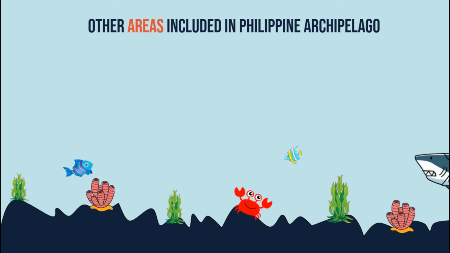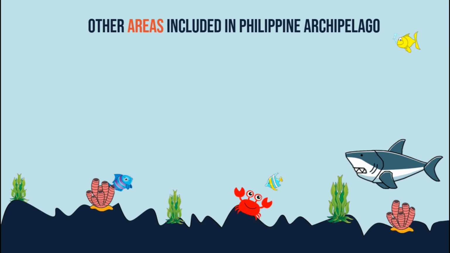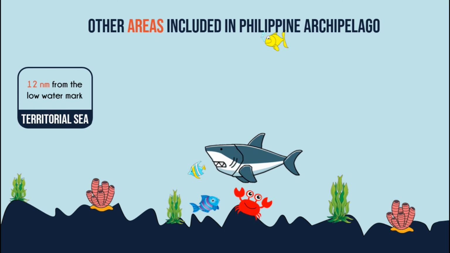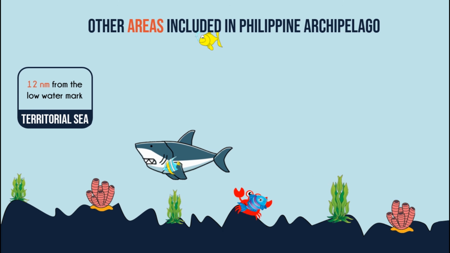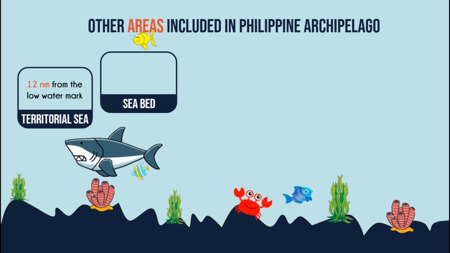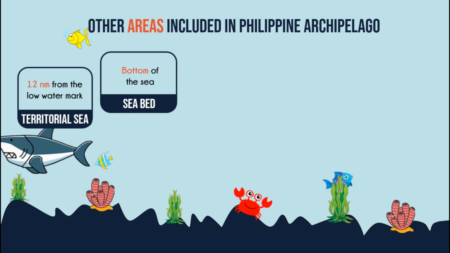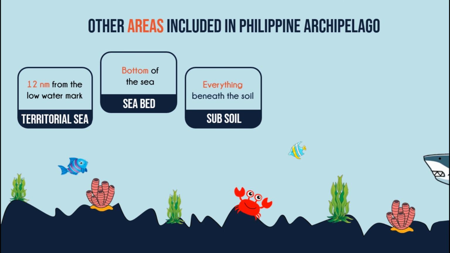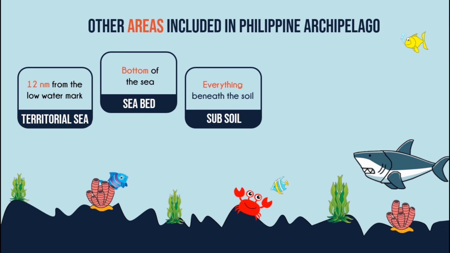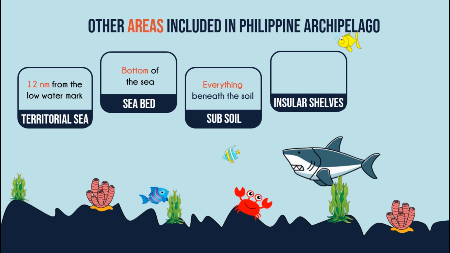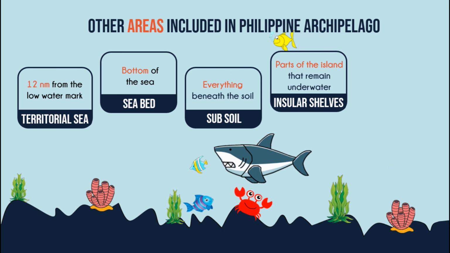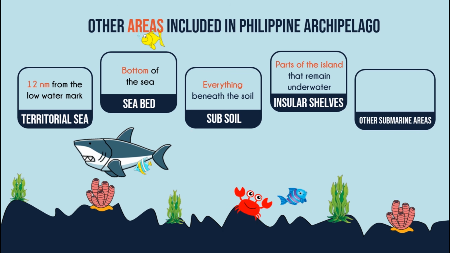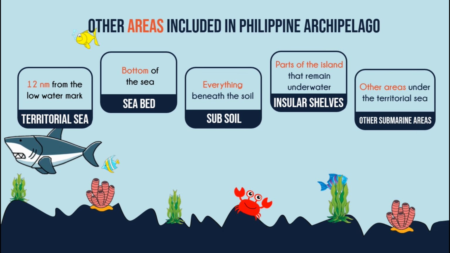Next are the other areas included in the Philippine Archipelago. First is the territorial sea. This is the 12 nautical mile zone from the low water mark from the sea. Second, the seabed, or the bottom of the sea. Third, the subsoil, or everything beneath the surface soil, including the mineral and the natural resources. Fourth, the insular shelves, or the parts of the islands that remain underwater. And last are the other submarine areas, or all other areas under the territorial sea.